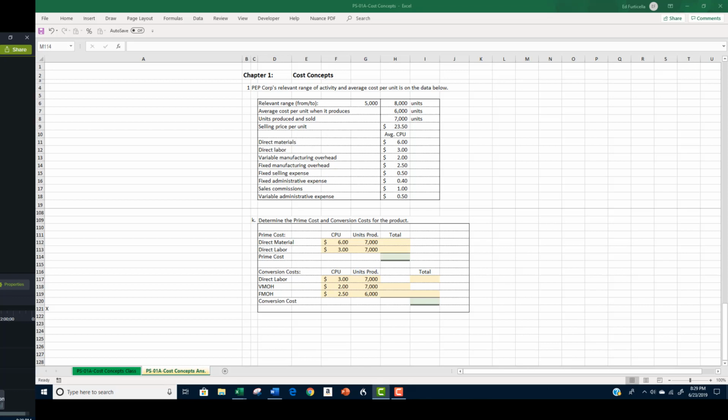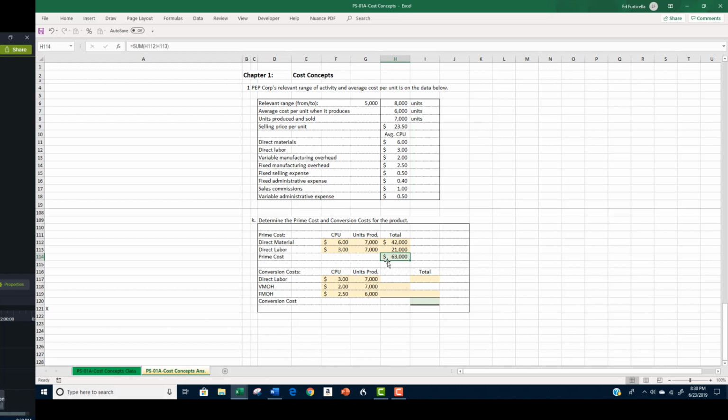Question K asks that we calculate both prime costs and conversion costs. Prime cost is made up of direct material and direct labor. It gets its name because these two costs are what is needed to start production. For this problem, the cost per unit for direct materials was $6 times 7,000 units produced gives us $42,000. The cost per unit for direct labor was $3 at 7,000 units produced for $21,000. The total of direct material and direct labor is $63,000. So prime cost is $63,000.